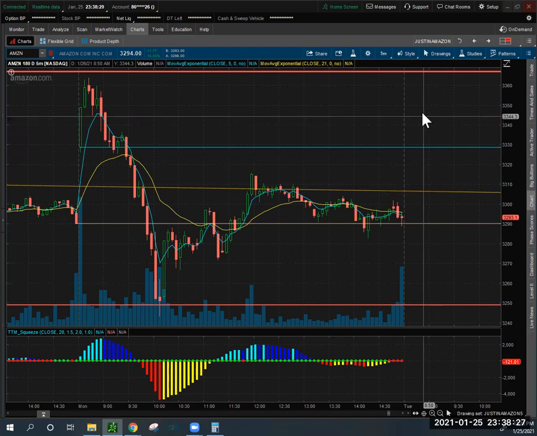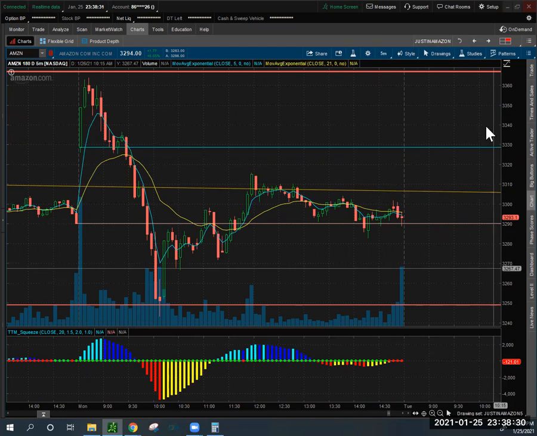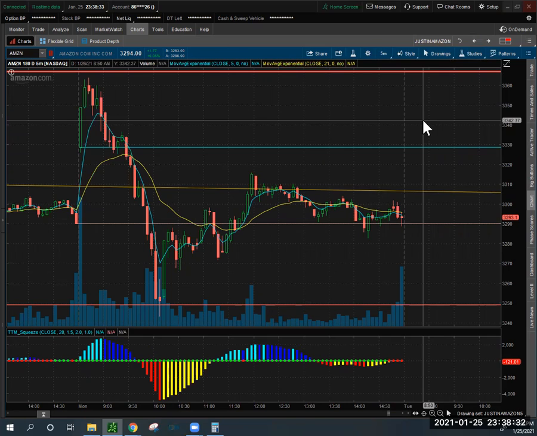A nice inside candle tomorrow, I think, would continue to build some pressure, and just another rest, but we'll see what we get.